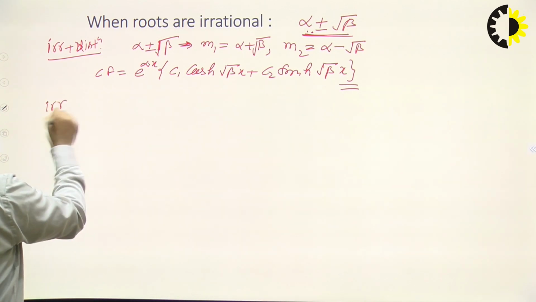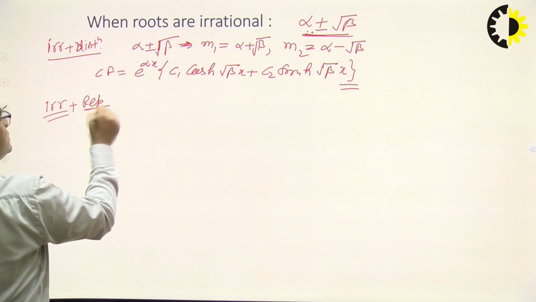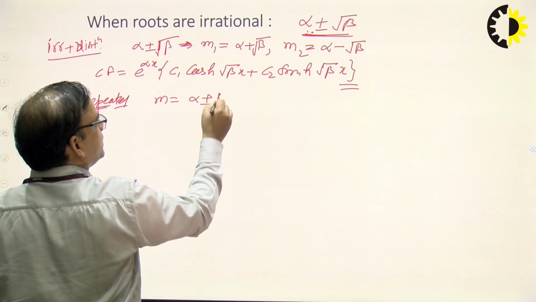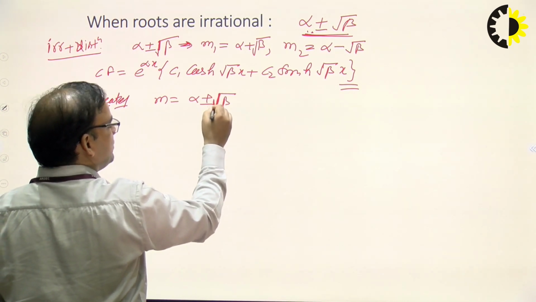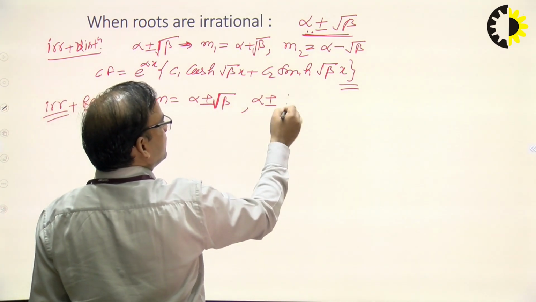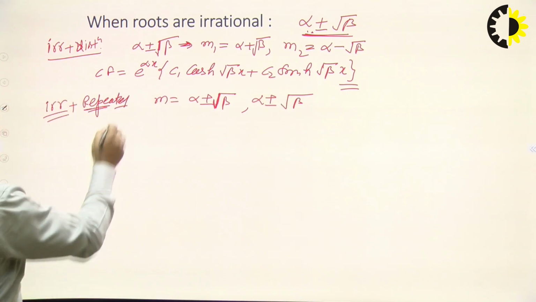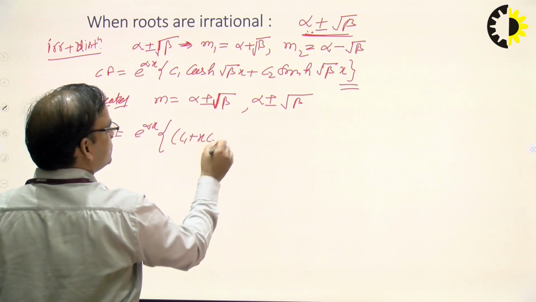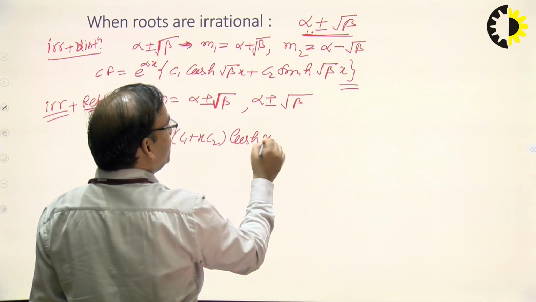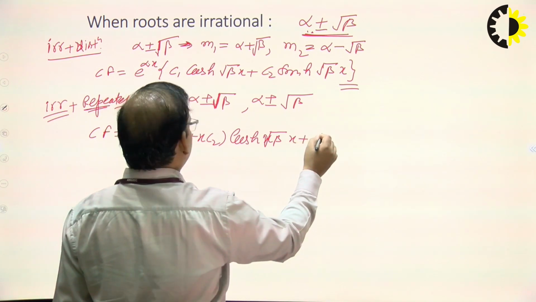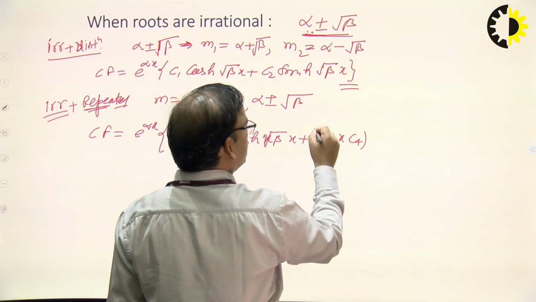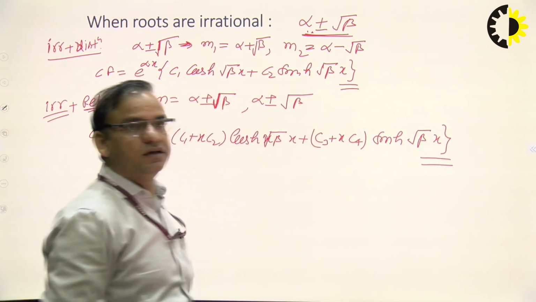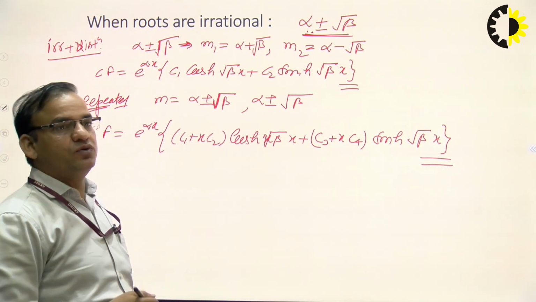When roots are irrational as well as repeated, so if roots are repeated, then m is alpha plus minus root beta, and again another pair alpha plus minus root beta. So in this case, the CF is given by e raised to power alpha x (C1 plus x C2) cosh root beta x plus (C3 plus x C4) sinh root beta x. This is the way to write the complementary function in the case of irrational roots, distinct and repeated.